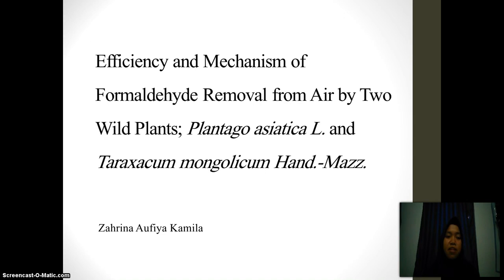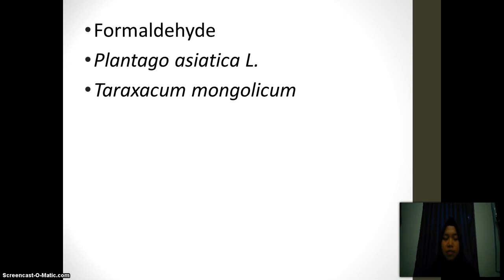Today I will present a presentation about an article, and the topic is the efficiency and mechanism of formaldehyde removal from air by two wild plants, Plantago asiatica L and Taraxacum mongolicum Hand.-Mazz. From the title, we get three points: formaldehyde, Plantago asiatica L, and Taraxacum mongolicum.